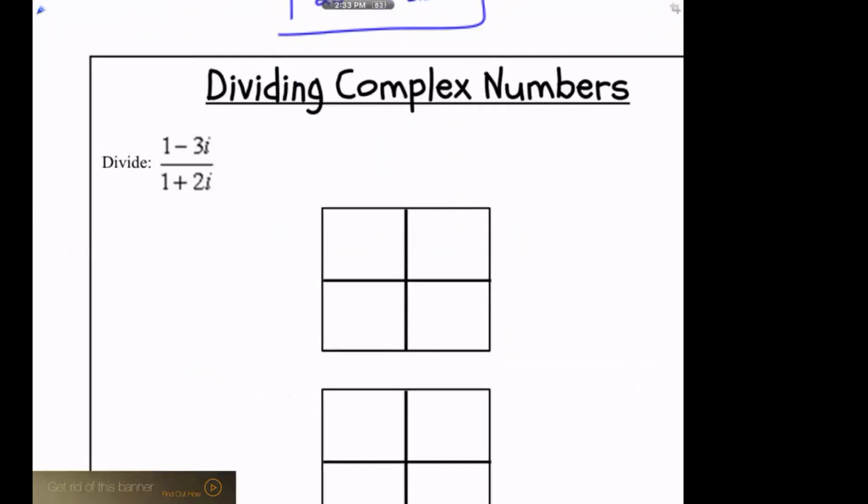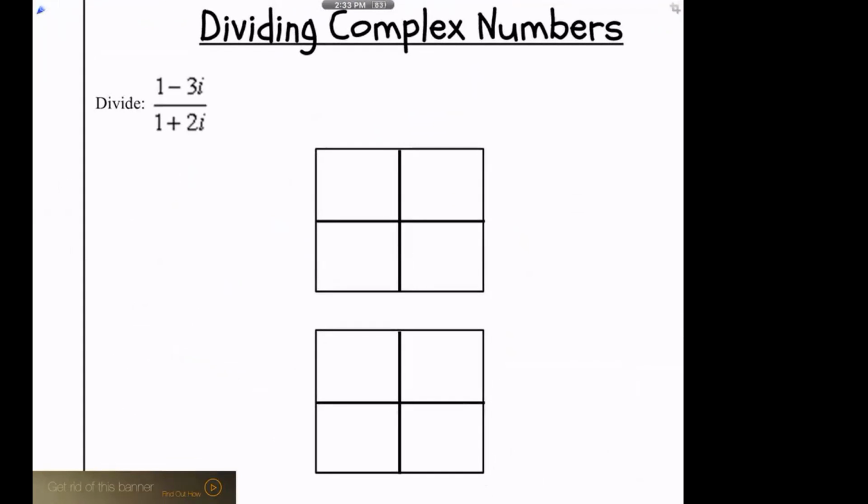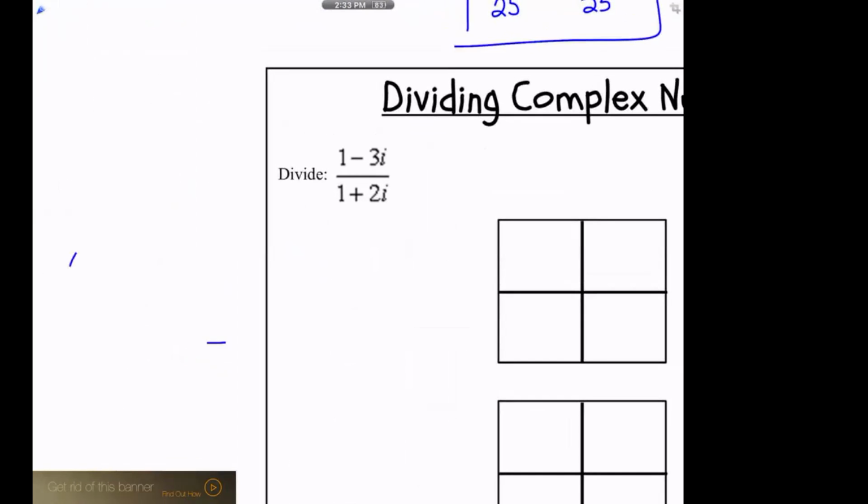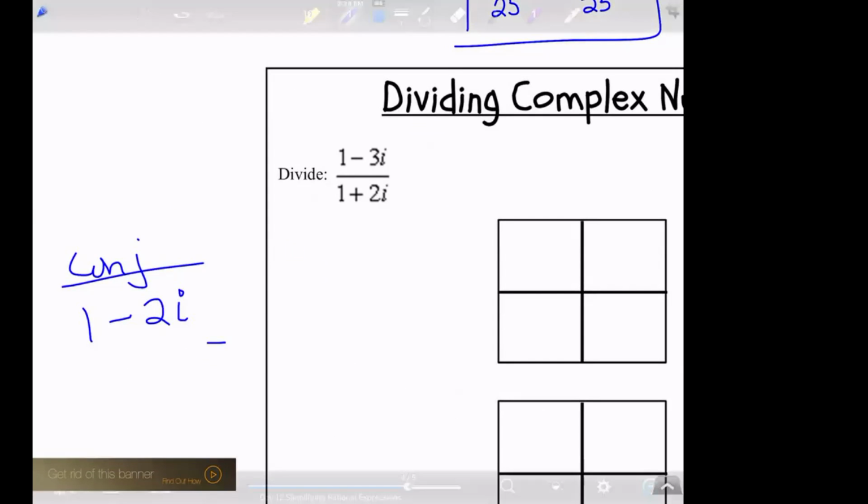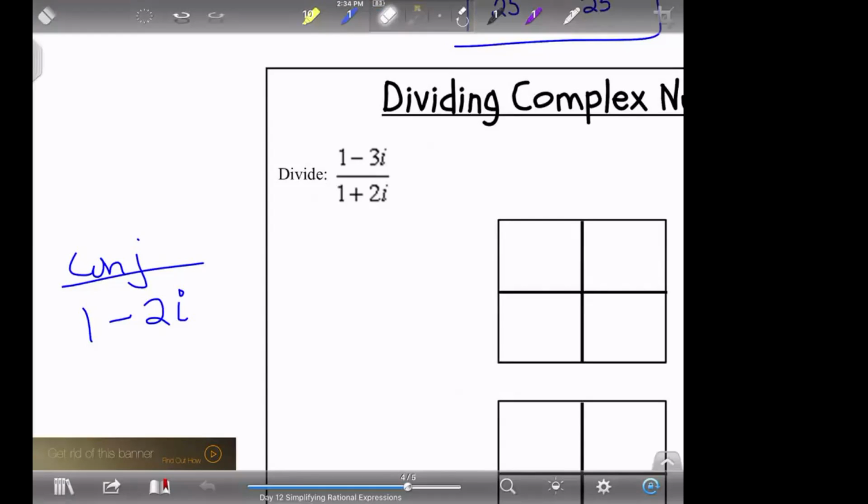So let's look at the next one. So next one, again, we're being asked to divide. Sometimes it'll just say simplify. To do that, we need to, first of all, figure out what the conjugate is. So to find the conjugate, we're going to look at the denominator, and the only thing we're going to do is change the sign in the middle. So if I change the sign in the middle, I would have 1 minus 2i. So I'm going to multiply the numerator and the denominator by 1 minus 2i.